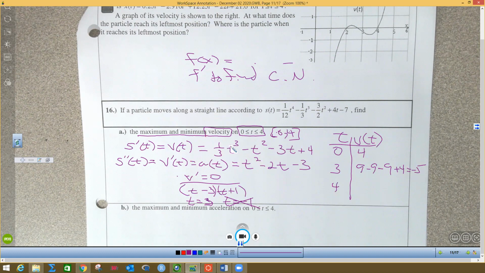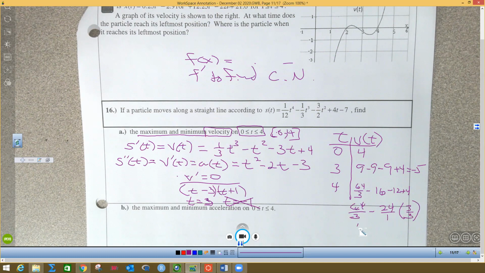And then plugging 4 in. 4 cubed is 64. This is a beautiful number. So I got 64 thirds minus 16 minus 12 plus 4. So let's add these ones together I got here. So that's -28 and 4 would be -24. And then I got to get a common denominator.